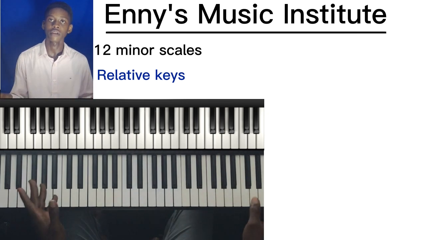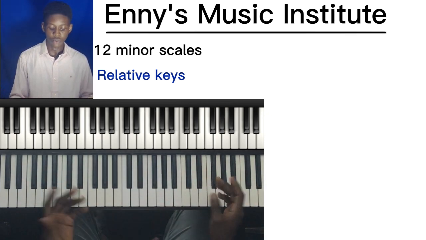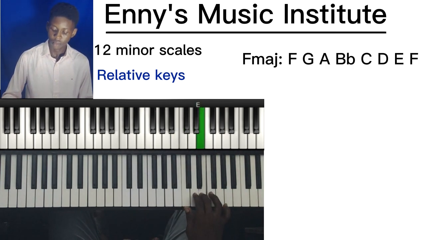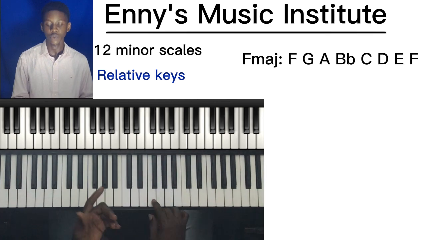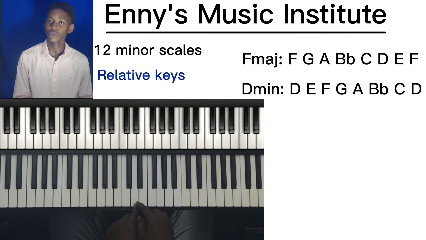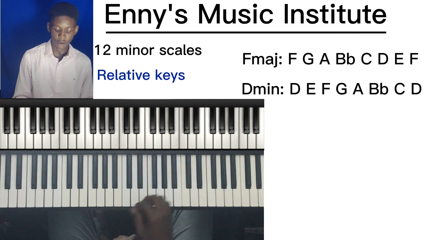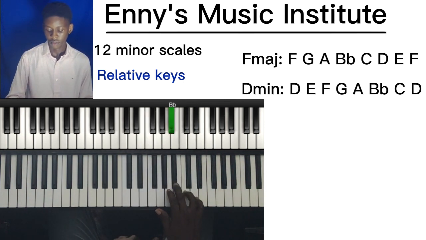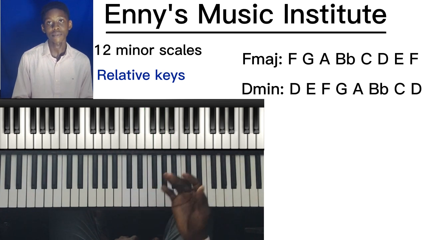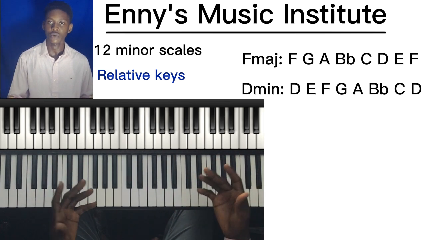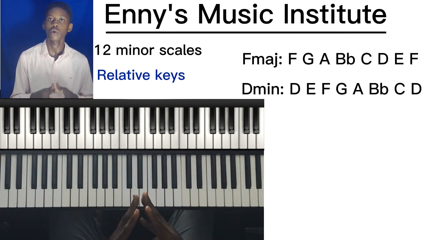So this works for every other key. You understand that you could take the key of F, the F major scale, go down 3 semitones to get its relative minor, 1, 2, 3. That means if you were to play the D minor scale, it is the relative minor of what? Of F major. So we have that's the D minor scale. If you compare the notes, you would see the D minor scale and the F major scale have the same notes, so they are called relative keys.